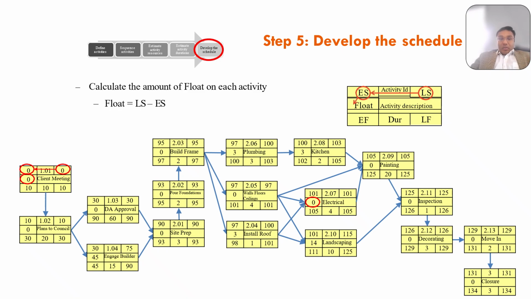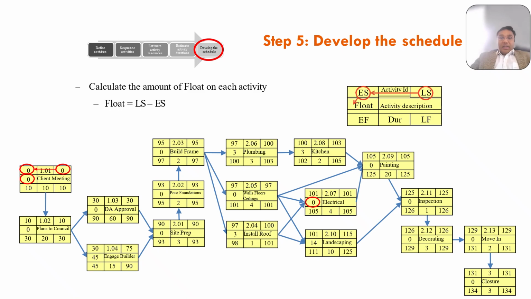So the blue arrows represent the dependencies, activities which must follow their predecessors. For example, for the client meeting, the plans to council have to be started after the client meeting. And following the plans to council, it has to split into two different activities, which is DA approval and engage builders. Activities converge and branch out, showing parallel work like plumbing, kitchen, electrical.